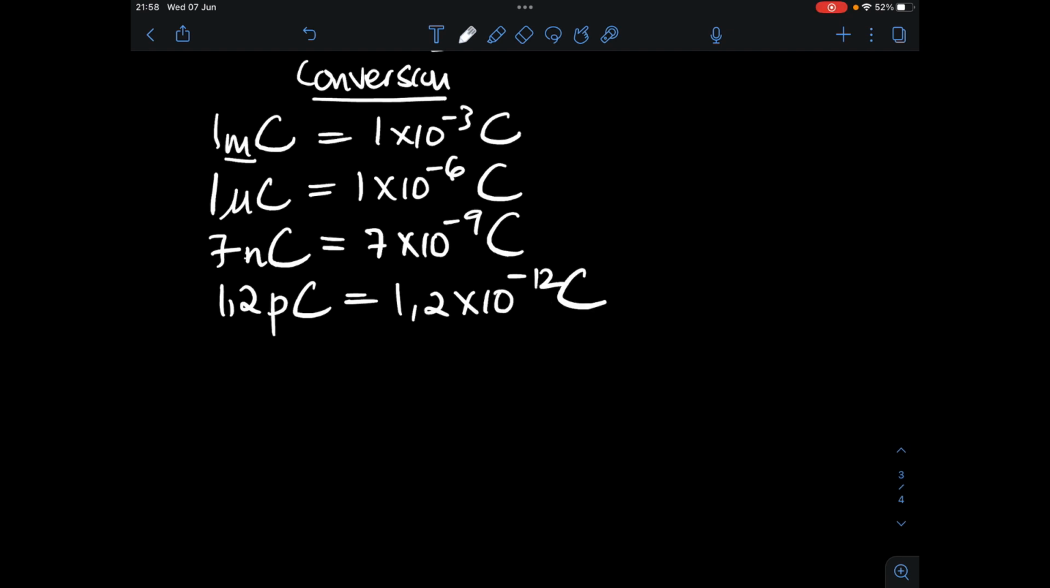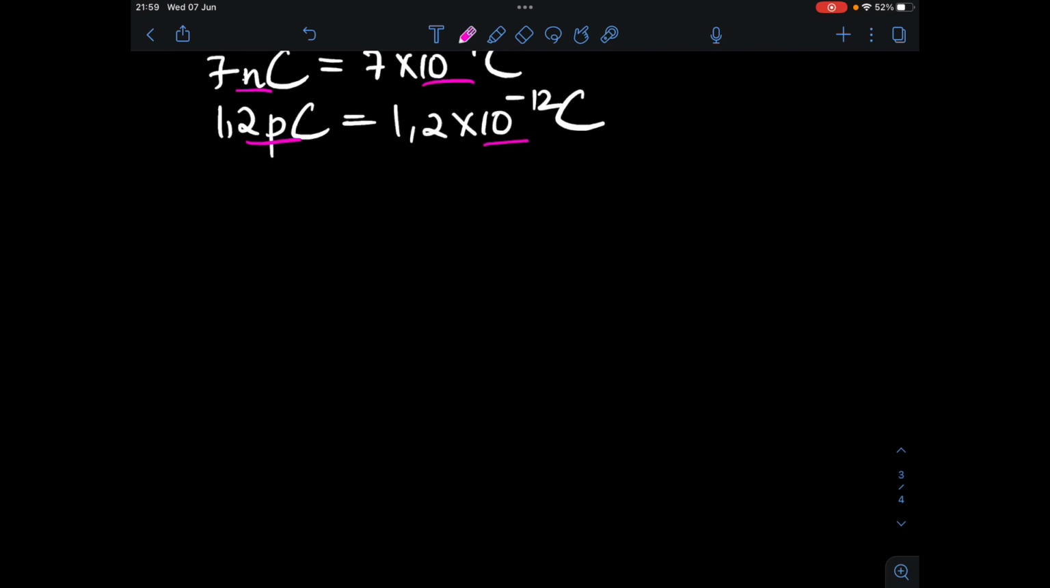That's the conversion, guys. You need to understand milli, micro, nano, pico. You need to keep them by heart. Pico is 10 to the power negative 12, nano is 9, then micro is 6, and milli is 3. You need to keep this by heart, guys.